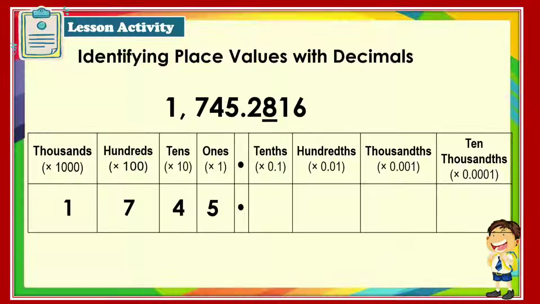And to the right of the decimal point are the tenths, hundredths, thousandths, 10,000ths place. So the first digit to the right of the decimal point is the tenths place. So that is 2. There are 2 tenths. And in the hundredths, there are 8. And in the thousandths, we have 1. And then in the 10,000ths, we have 6.